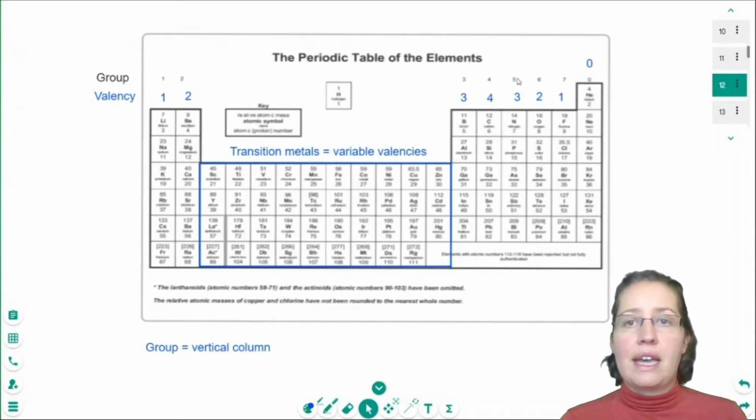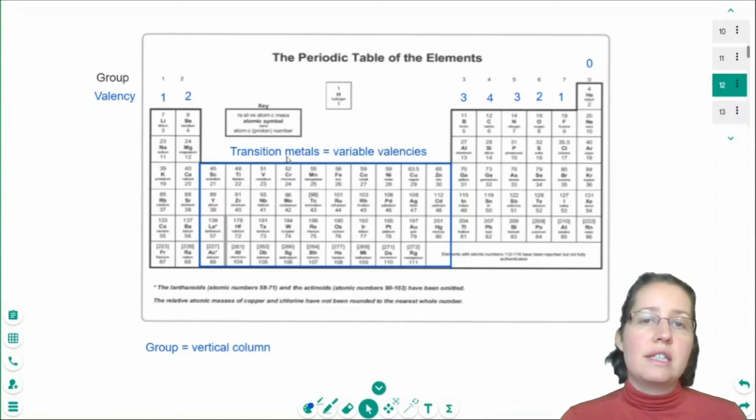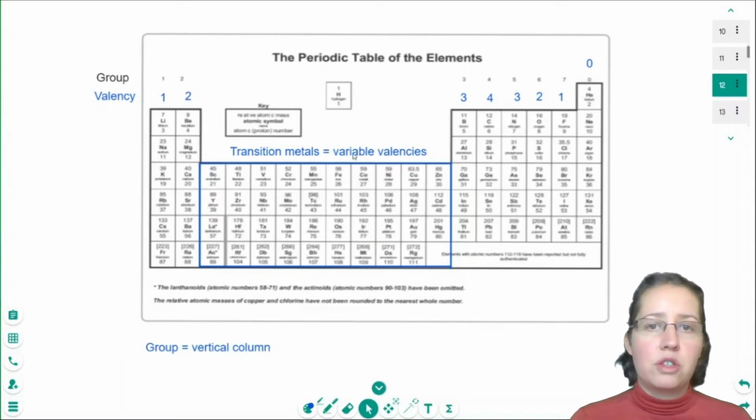So essentially you're doing 8 minus the group number. So 8 minus 5 is 3, 8 minus 6 is 2, 8 minus 7 is 1. Valency 0 for the elements that are in group 0 or group 8 because they don't really tend to form compounds. The transition metals, this block in the middle, have variable valencies, so it can change, and we'll look at how we deal with those shortly.